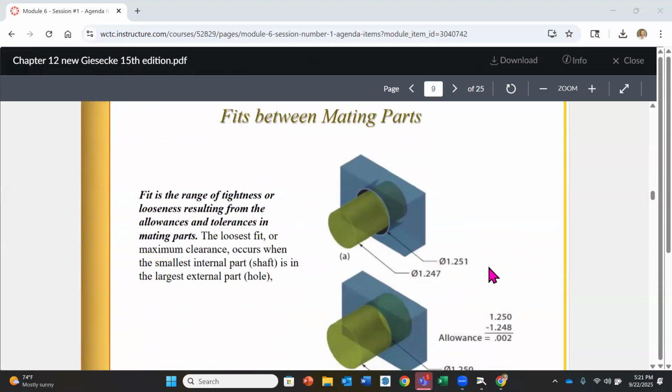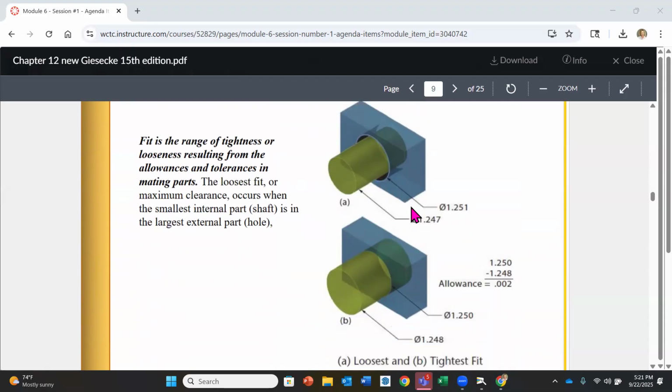Fits between mating parts. A fit is a range of the tightness or the looseness resulting from the tolerances that are specified on the drawing of the parts that are going to fit together. As we look here on the top, you're going to notice that we have a noticeable gap between the pin that is fitting inside of the hole. You can kind of see that gap that's created there.